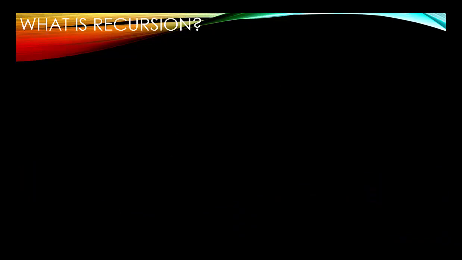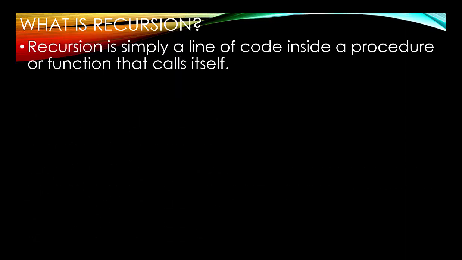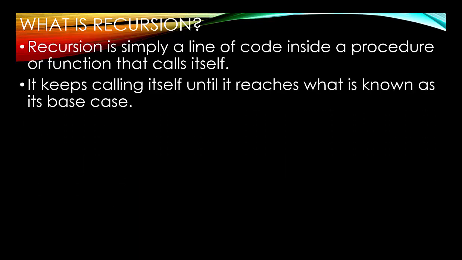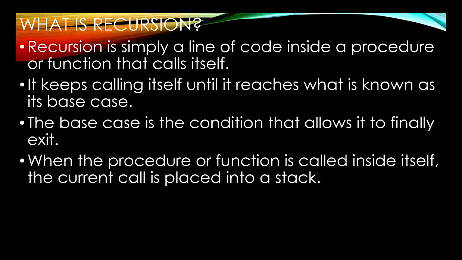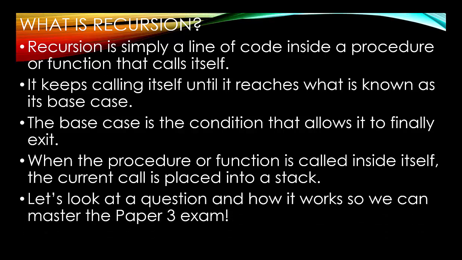So what is recursion? We need to know what that means so we can answer the question effectively. Recursion is simply a line of code inside a procedure or function that calls itself. It keeps calling itself until it reaches what is known as its base case. The base case is the condition that allows it to finally exit. When the procedure or function is called inside itself, the current call is placed into a stack. And remember, stacks work on the first in, last out principle. So let's look at a question and how it works so we can master that paper 3 exam.